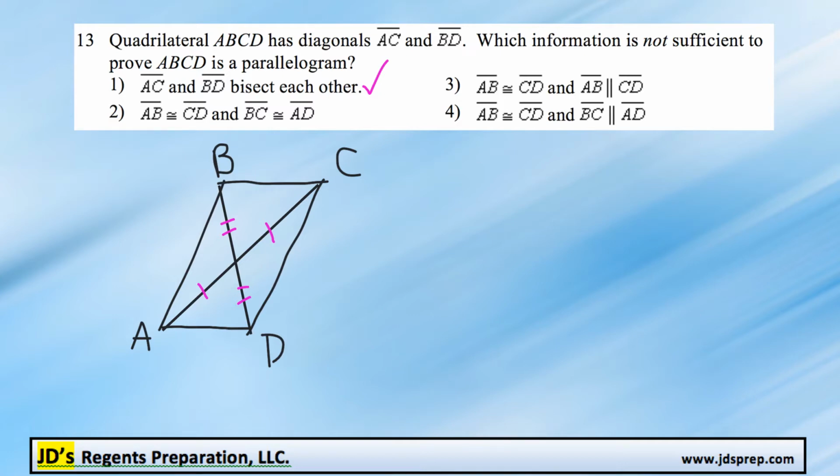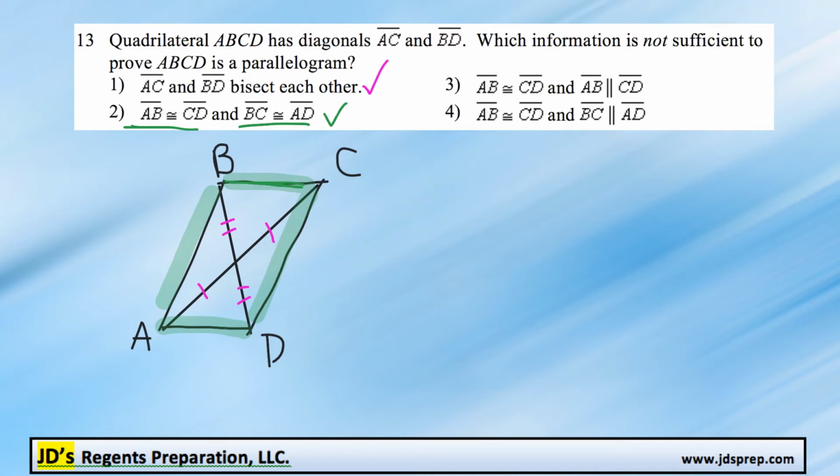Another way to show that a quadrilateral is a parallelogram is to prove that both pairs of opposite sides are congruent. So if we could show that BC is congruent, let's use a highlighter, BC is congruent to AD, and also show that AB and CD are congruent, that would prove that this is a parallelogram. And that's option number 2, that AB and CD are congruent and BC and AD are congruent.